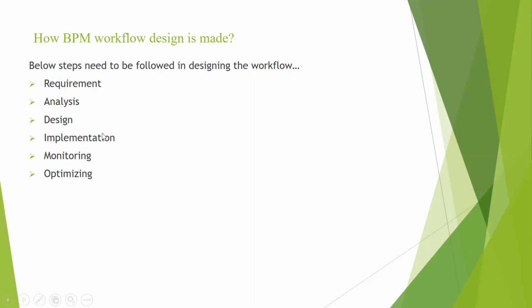Once implemented, the staging and testing will be there, and that is under monitoring. If any issues come, we optimize them. These are the steps we have to follow. These three are the recurring steps: implementation, monitoring, and optimizing. These three are the initial phase, and these are the final phase. Requirement, analysis, and design.